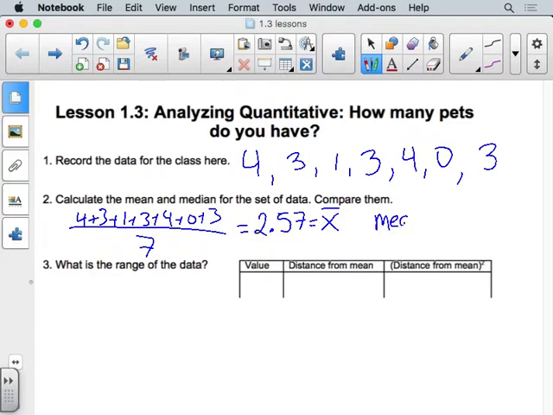Let's do our median. Let's see. So we got 2, and it looks like it is 3. Nice.